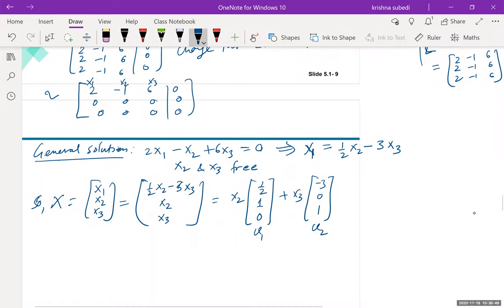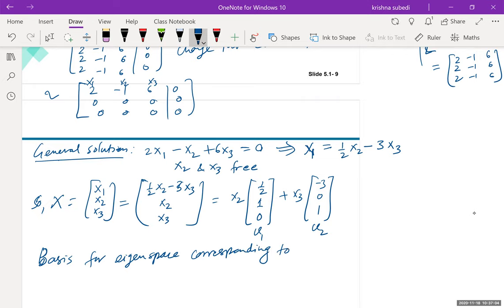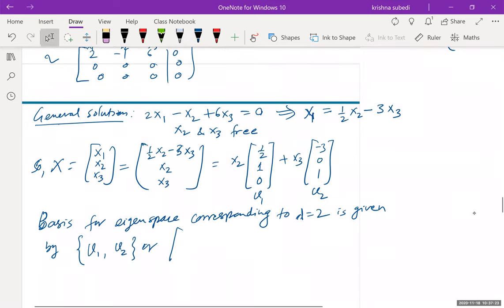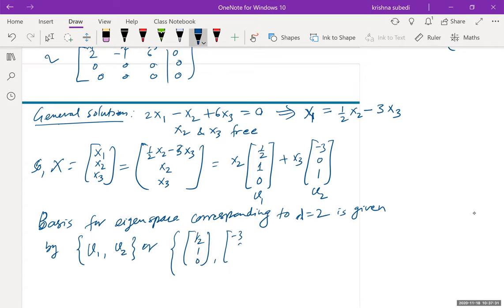So the basis for the eigenspace corresponding to lambda equals 2 is given by the vectors V1 and V2. Or if you want, you can simply write down the vectors as they are: V1 is half, 1, 0, and V2 is negative 3, 0, 1. These two vectors are the basis for the eigenspace.